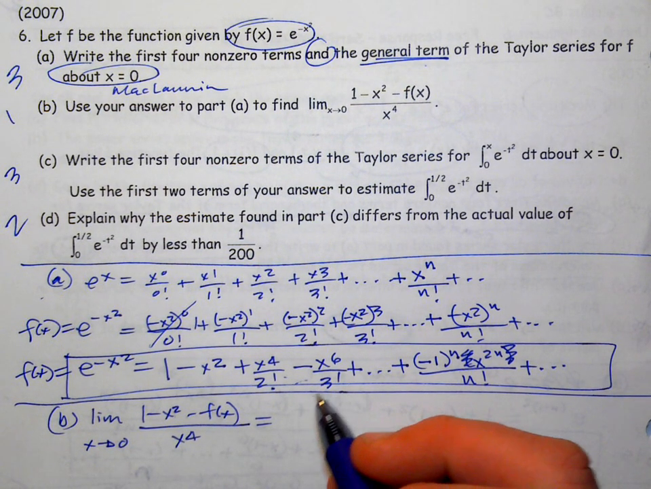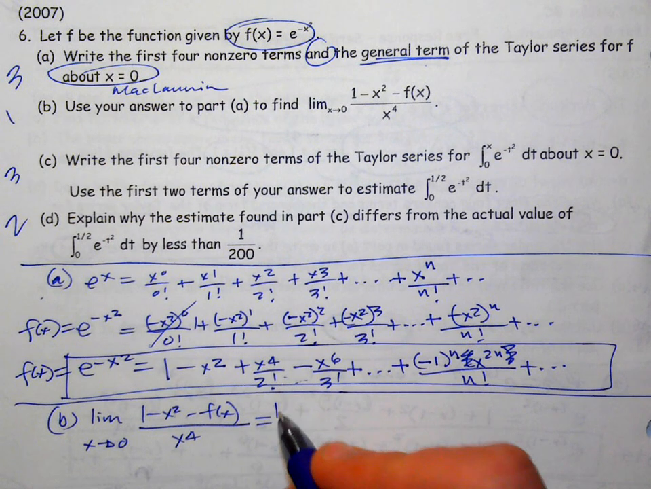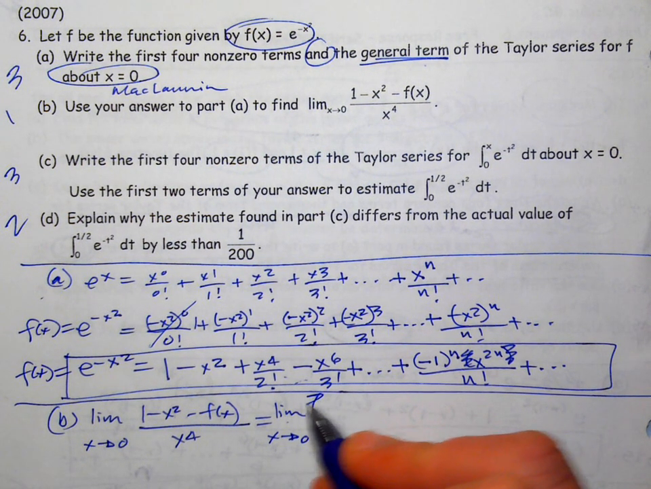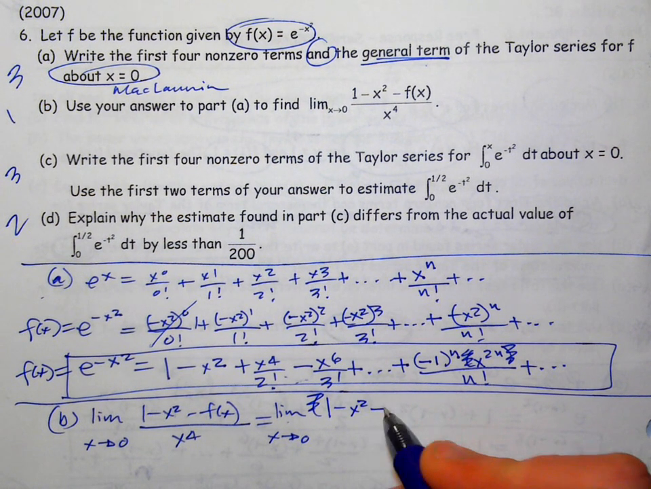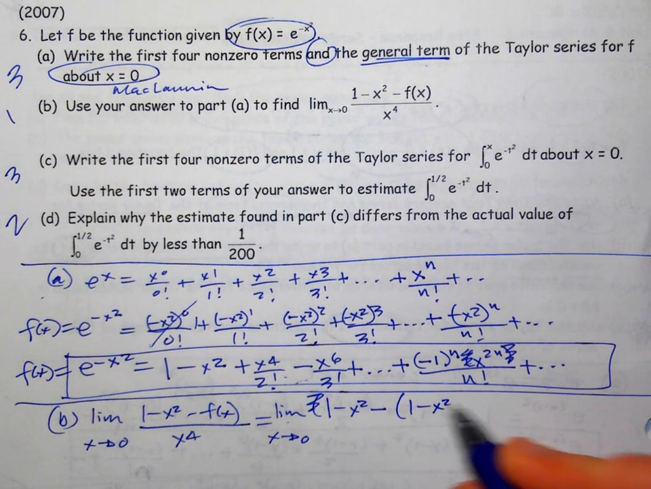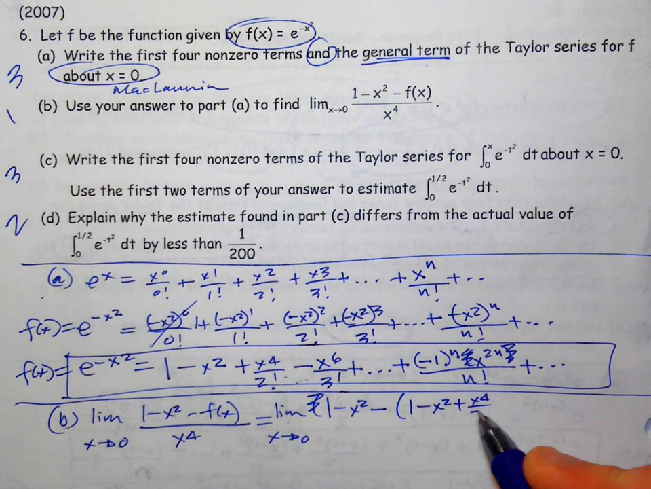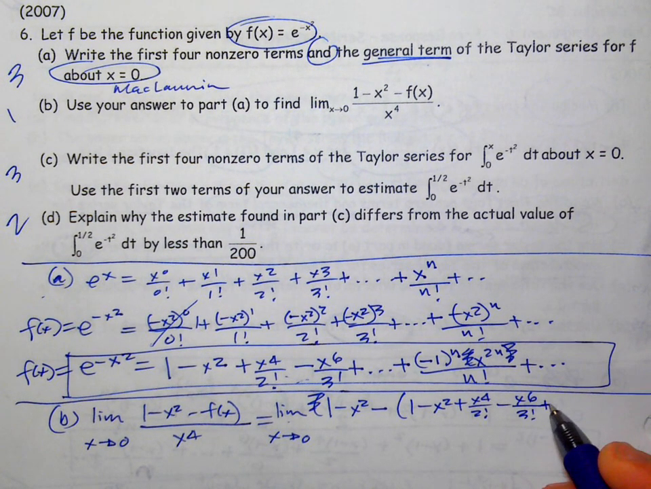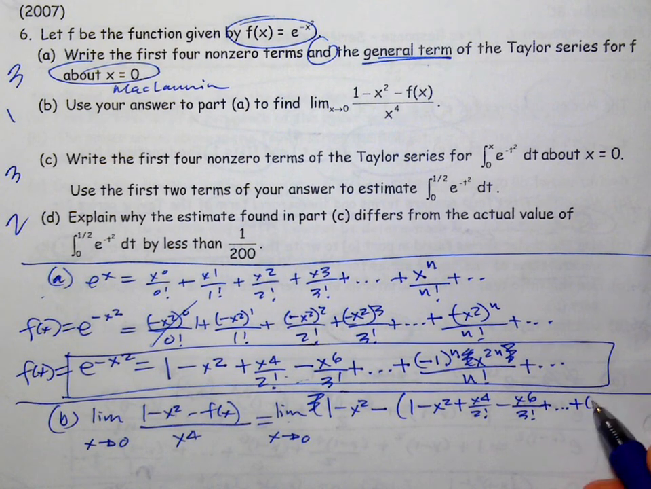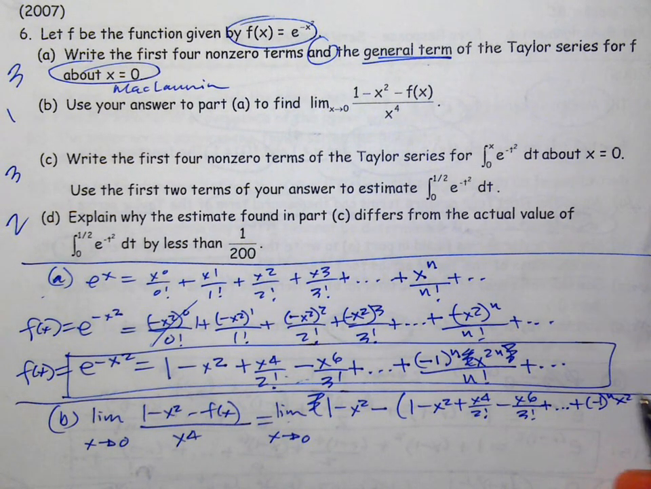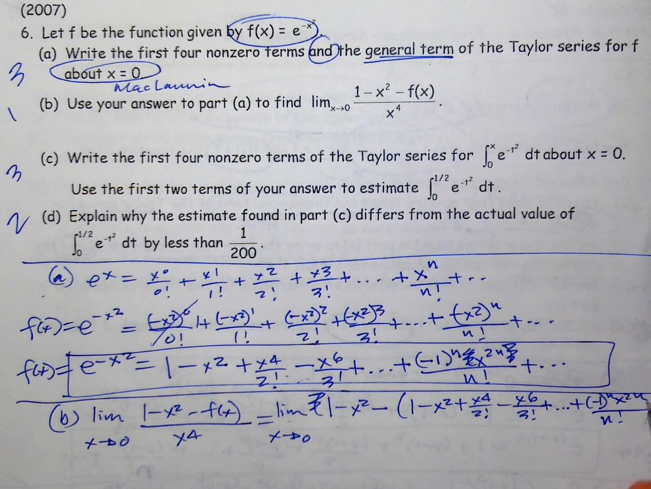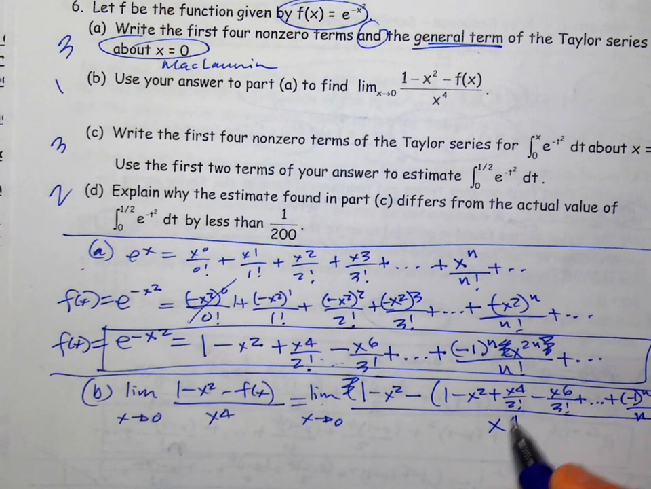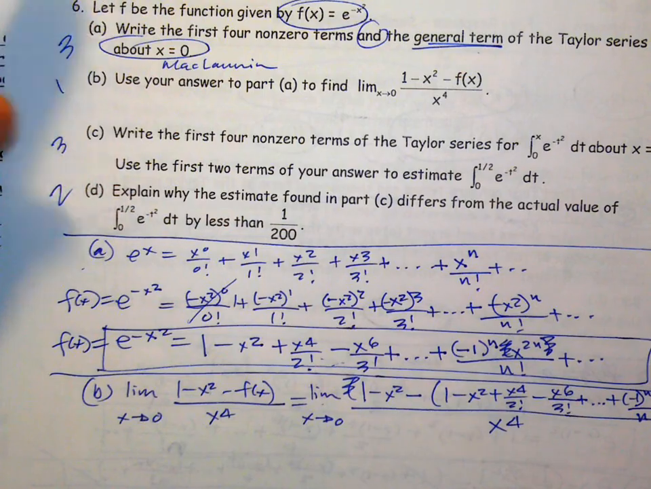And I think I've shown you guys something like this before. You might just go ahead and rewrite it and plug it in, see what happens. So we're going to do 1 minus x squared minus parentheses 1 minus x squared plus x to the 4th over 2 factorial minus x to the 6th over 3 factorial plus dot dot dot plus negative 1 to the n, x to the 2n over n factorial plus dot dot dot. It's not a Taylor polynomial, it's a Taylor series, so it has all the infinite terms.